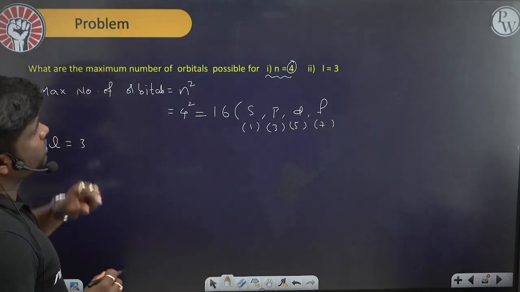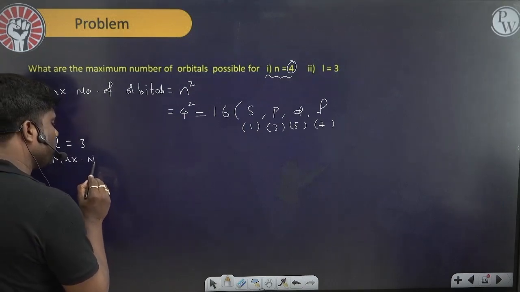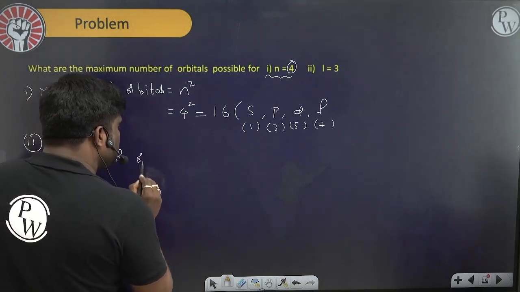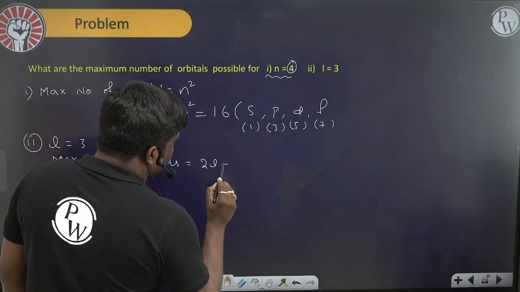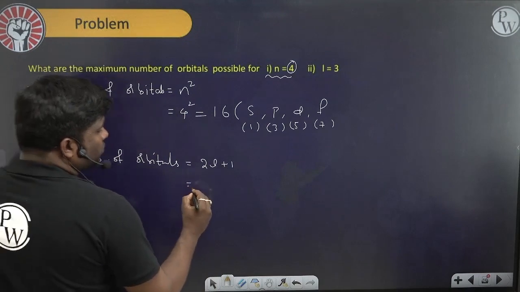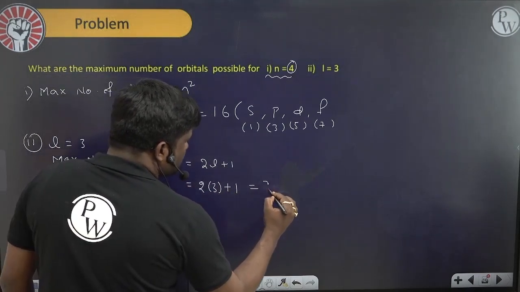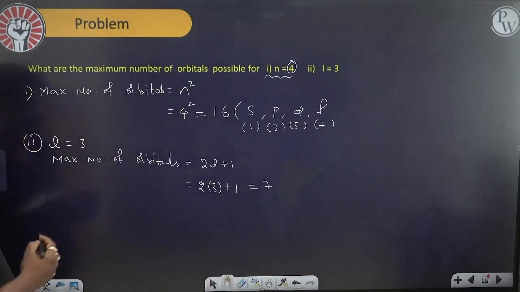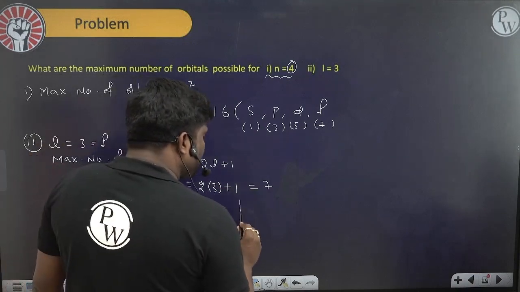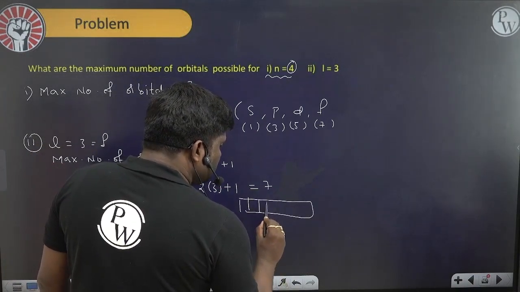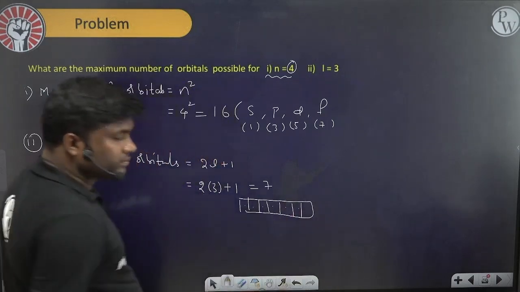For L equals 3, what is the maximum number of orbitals? The maximum number of orbitals formula is 2L plus 1, that is equals to 2 into L value 3 given, plus 1, total 7, right? L value 3 means what orbital? That is F orbital. In F subshell, how many orbitals are there? There are 7 orbitals: 1, 2, 3, 4, 5, 6, 7, like that.